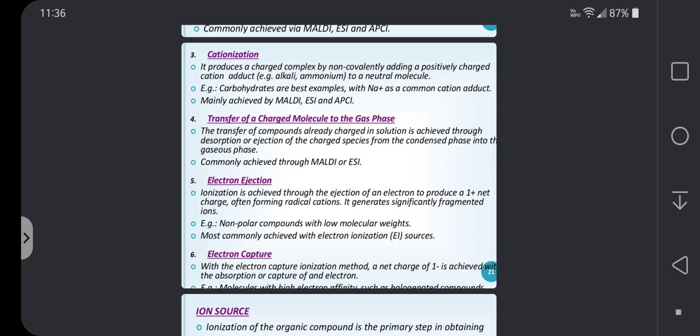Electron ejection. Ionization is achieved through the ejection of an electron to produce a plus one net charge, often forming a radical cation. It generates significantly fragmented ions. For example, nonpolar compounds with a low molecular weight, mostly achieved with the electron ionization, EI source. Electron capture. With the electron capture ionization method, a net charge of 1 minus is achieved with the adsorption or capture of an electron.